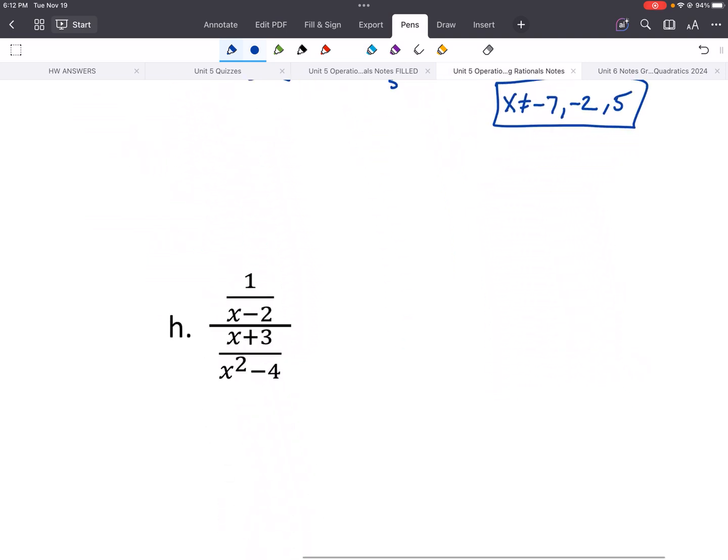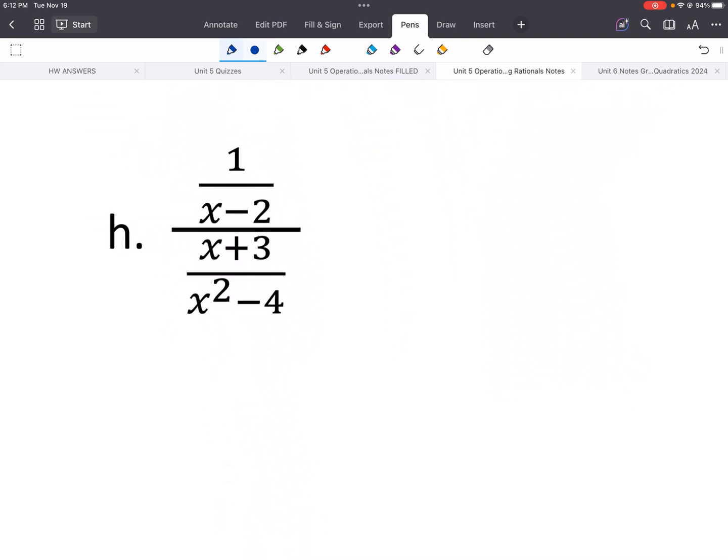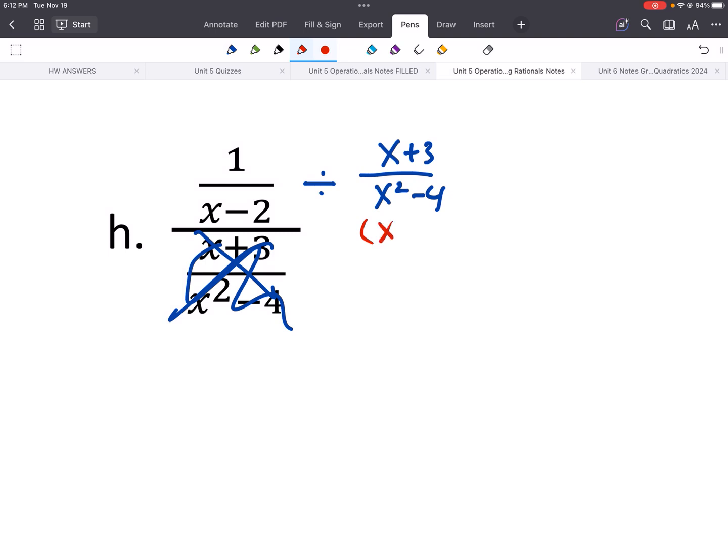Okay, our last example, you'll see something like this on your homework. Again, don't freak out. A fraction is just division. So we could write it like this instead. And then this would be all gone. Okay? And we can just treat it like we always did. So here this would be a difference of squares, x minus 2 and x plus 2. Everything else is factored, so we'll just keep, change, flip.